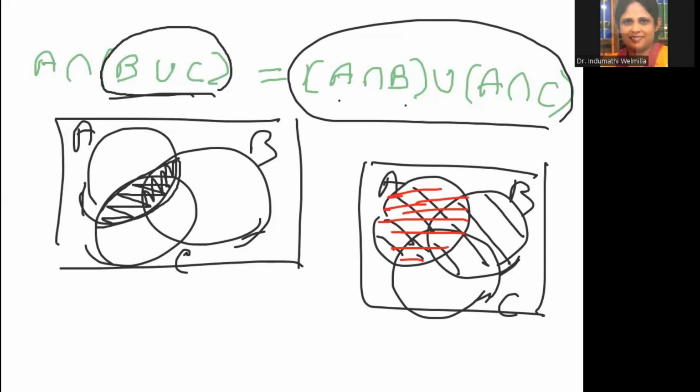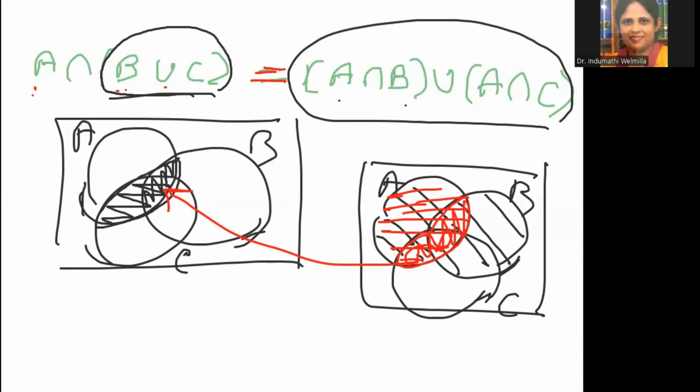What we need is A intersection with B union C. Right? B union C, intersection. That means again, which area did I color twice? You can see this area. Then it is very clear. It is equal to this one. That's why we say these two parts are equal. We can justify it.